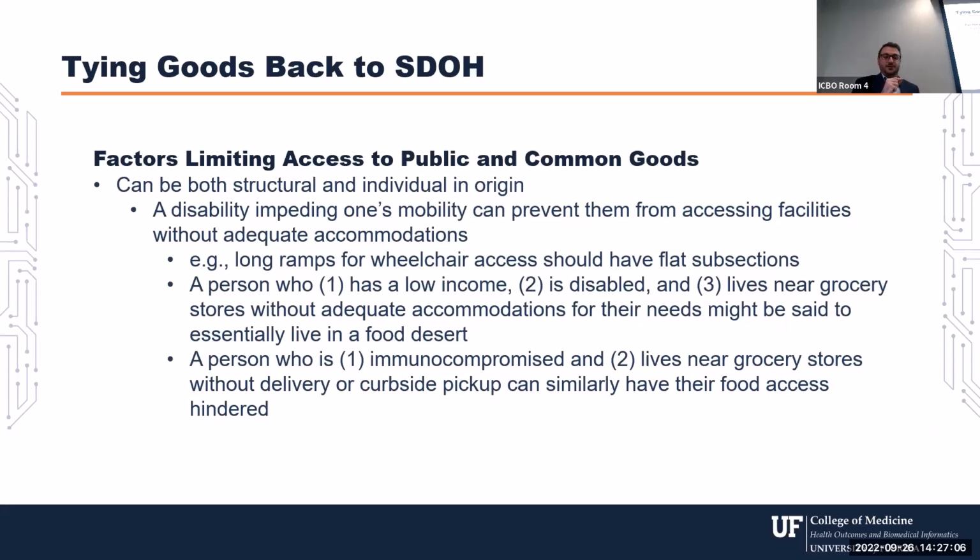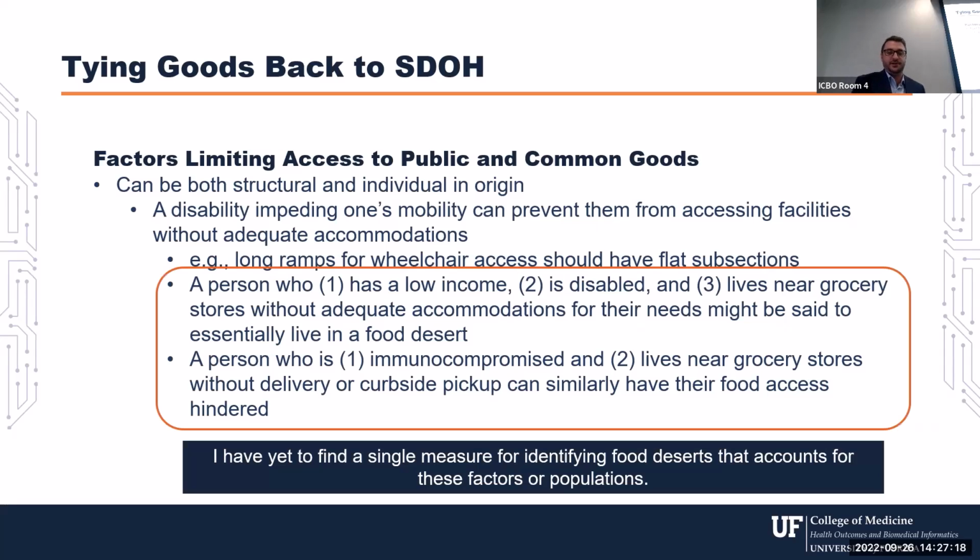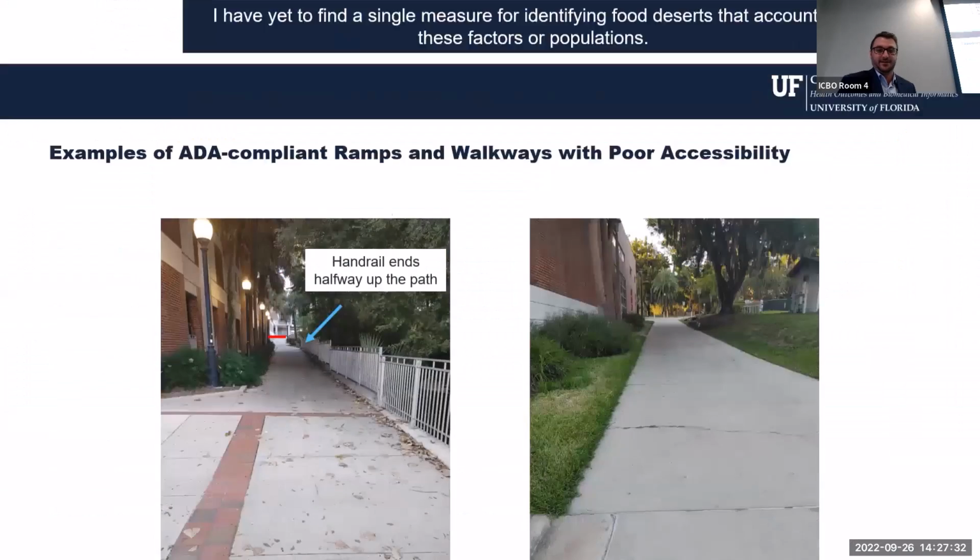A second example would be a person who is immunocompromised during a pandemic and lives near a grocery store without delivery or curbside access. They also would have their access to food hindered. And as I mentioned, I have not been able to find a single method for defining or identifying food deserts that takes any of this into account. I've also asked around and have had no luck in finding this either.